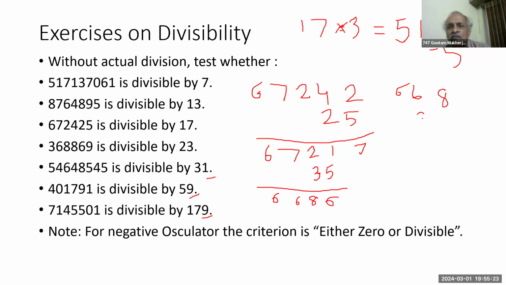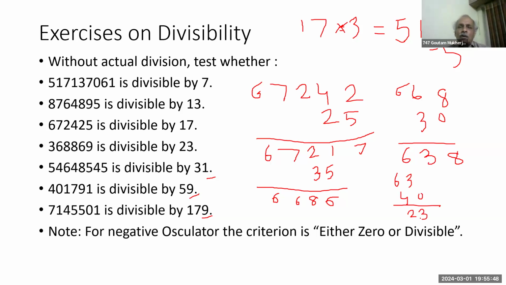638. So you'll get 66 minus 30? 30. So you'll get 638. So 63 minus 40. You'll get 23. 23. So it is minus. Not divisible by 7. Yeah, you'll get minus. Otherwise, you'll get minus 30. As soon as you see 23, you find that it is not divisible by 7.